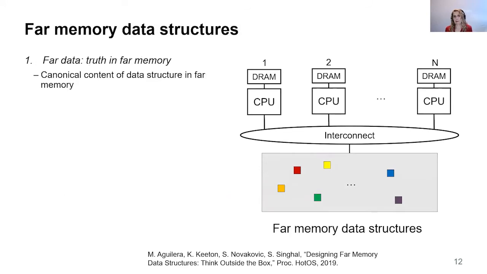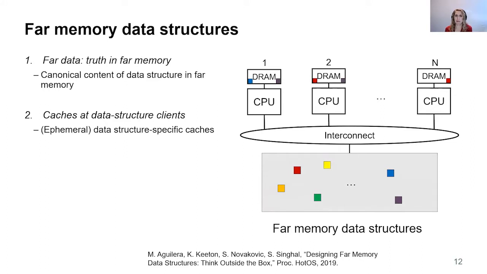So what do we mean by a far memory data structure? Well, the canonical version of the data structure is stored in far memory or disaggregated memory. But then the compute nodes actually have the option of being able to cache portions of those data structures in their local compute node memory. So what we're calling near memory before.